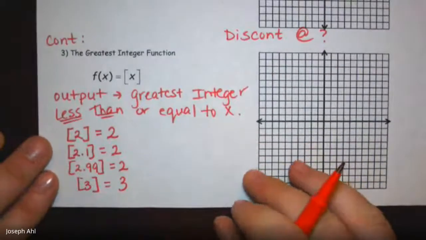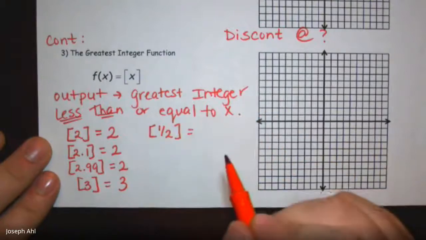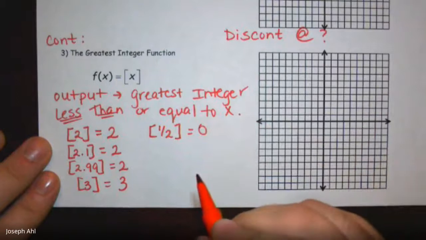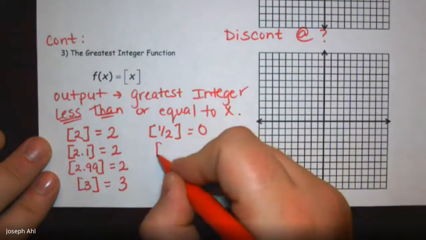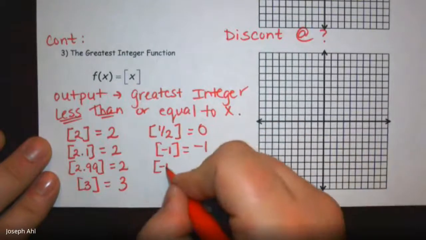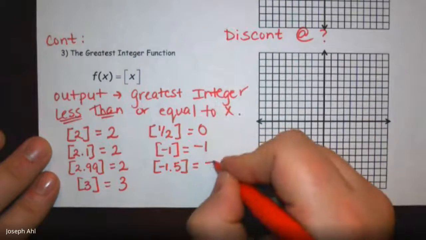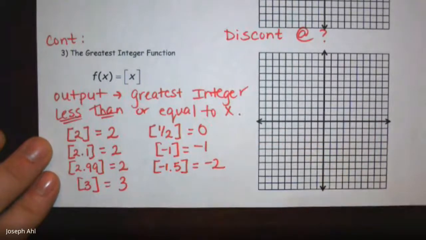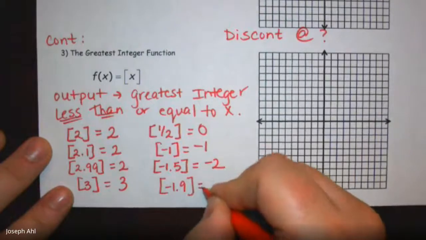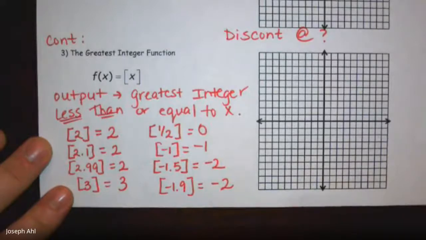If I plug in something like 1/2, 1/2 is not an integer. 0.5, the greatest integer less than that is 0. -1 is an integer, so the output would be -1. But be careful with something like -1.5. The output there would be -2. It's going to drop down to the greatest integer less than that. Same idea here for the greatest integer of -1.9, also -2.